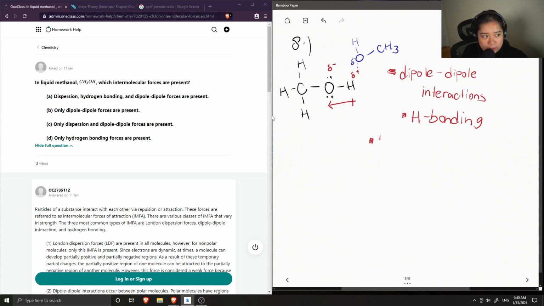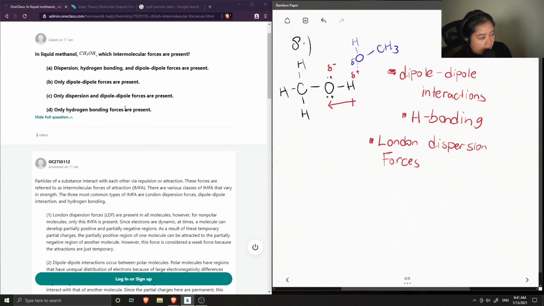And lastly, we could also have London dispersion forces. So this is present in all molecules, and it's when there's a temporary attractive force that results when you have 2 adjacent atoms that occupy different positions that make the atoms form temporary dipoles. So this takes place in all of the molecules. So therefore the answer is option A.